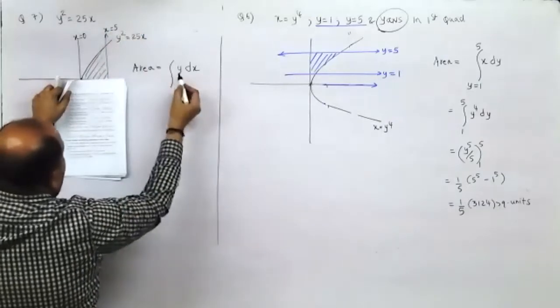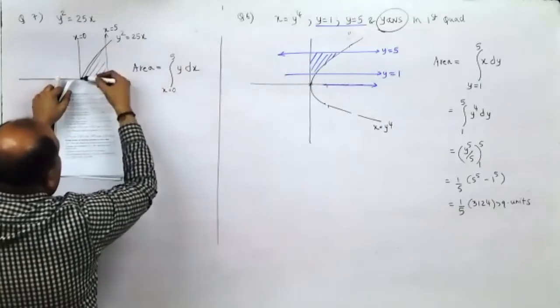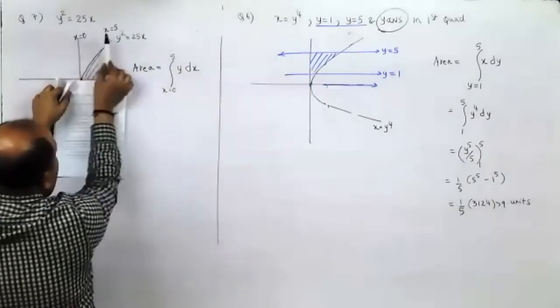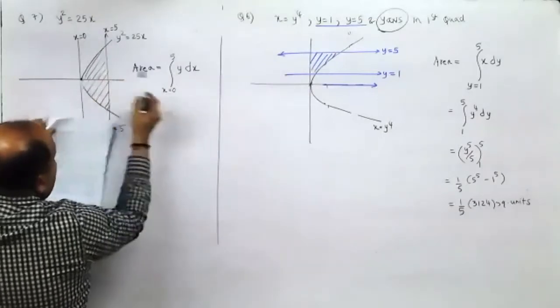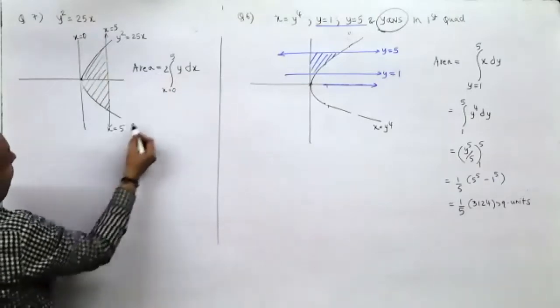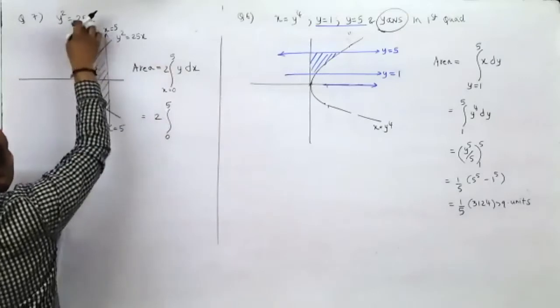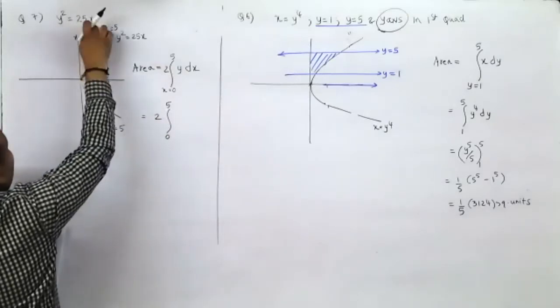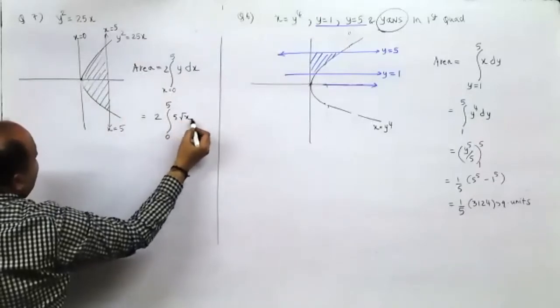So x equal to 0 to 5. Now this would give me the area between the curve and the x-axis between this line and this line. But I want the total area between the curve and this line. So I'll have to double it. Now that would give me 2 times the integral from 0 to 5 of y dx. Y, since y square is 25x, y is root of 25 into root of x. So 5 root x dx.